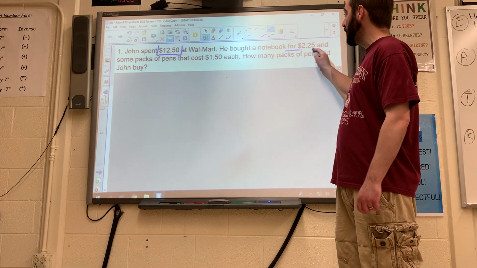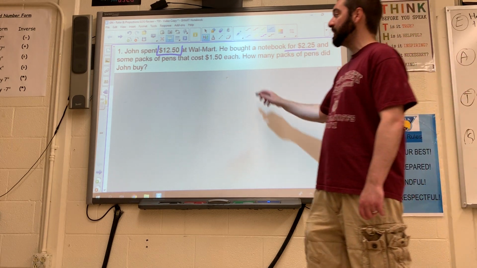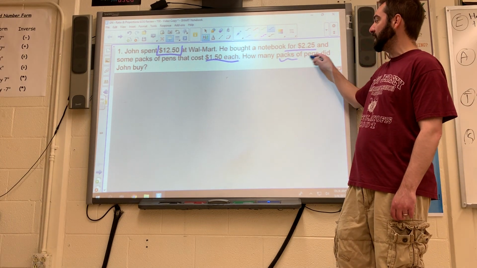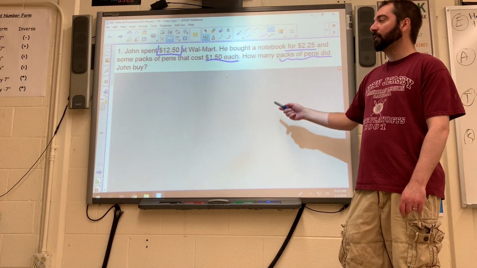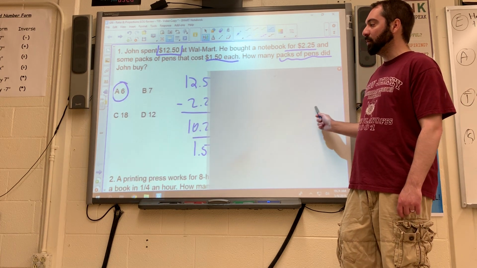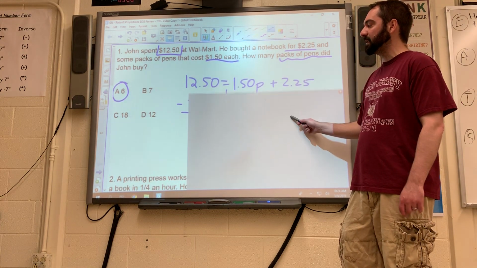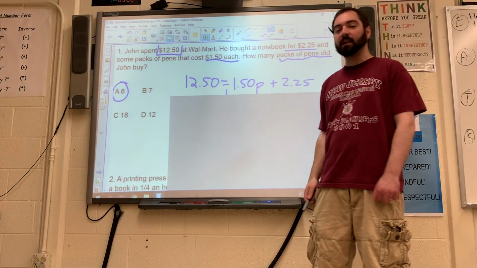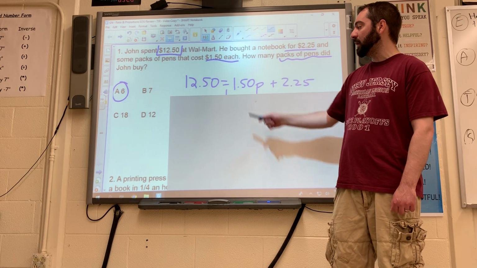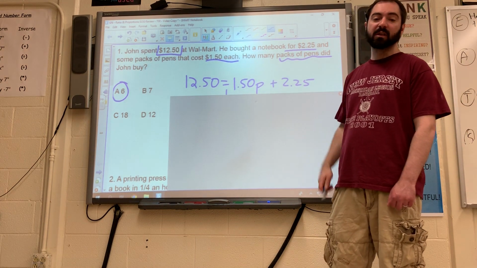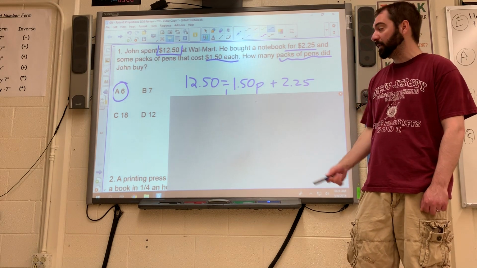They bought a notebook for $2.25. We bought some pens for $1.50 each, and we want to see how many pens we bought. Well, we don't know that. First thing I would do is start setting this up as an equation problem. Again, we know that it's $12.50, but that's our total. We represent a total with an equal sign. It's an equation. We know that he bought $1.50 worth of pens, but we don't know how many pens, so I use the variable P as a placeholder until I figure that out.